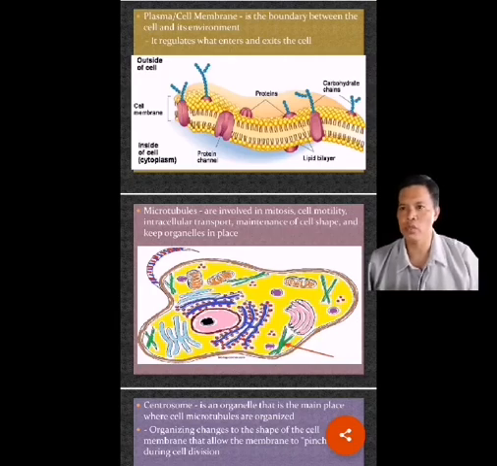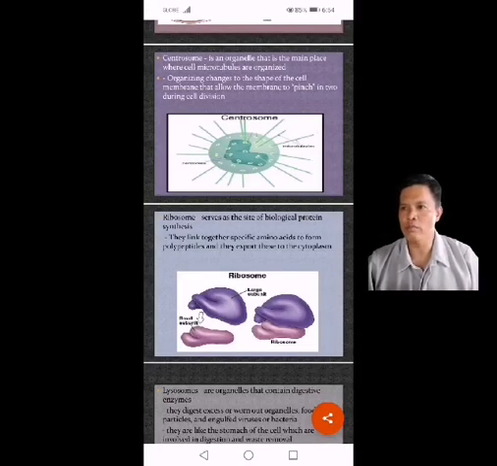The next one is the ribosome. Serves as the site of biological protein synthesis. They link together specific amino acids to form polypeptides and they export these to the cytoplasm. Lysosomes are organelles that contain digestive enzymes. They digest excess or worn-out organelles, food particles, and engulf viruses or bacteria. They are like the stomach of the cell which are involved in digestion and waste removal.